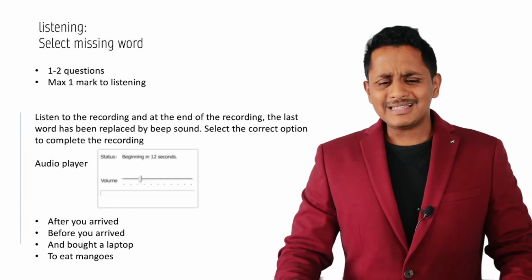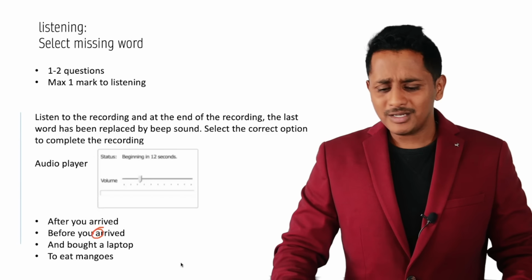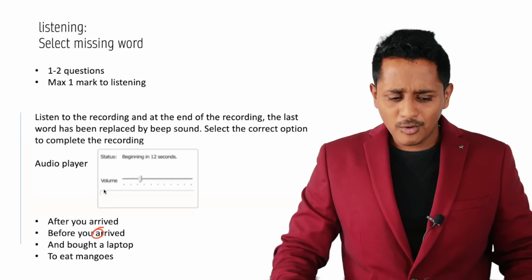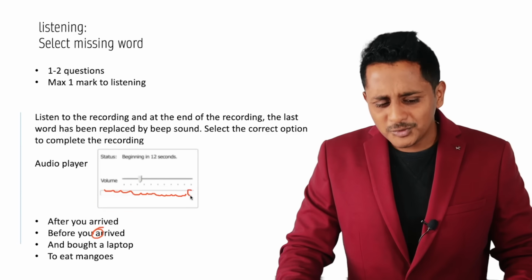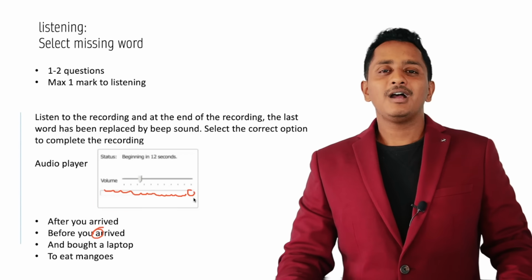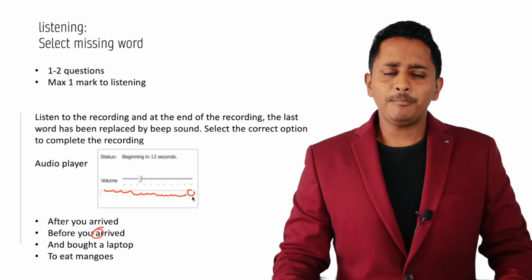Alright. Select missing word. This also you will select one and click next. But what is the module? They play an audio, a full scenario will be explained, probably a 1 minute audio. And then the last word. Let's say, I did not like the restaurants, so I moved beep.